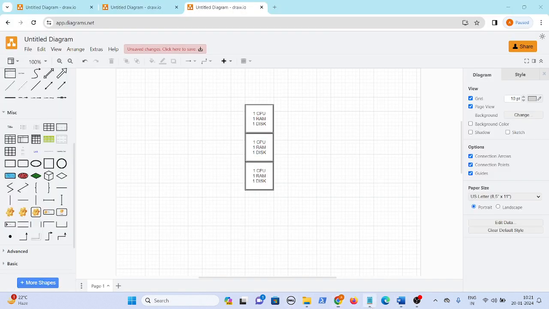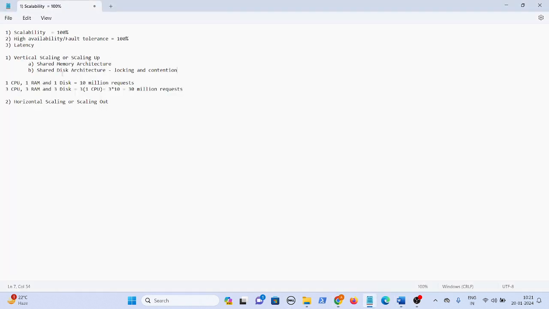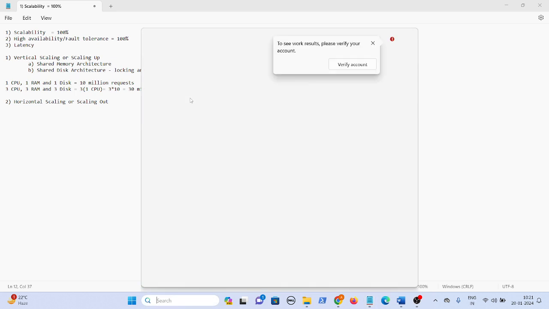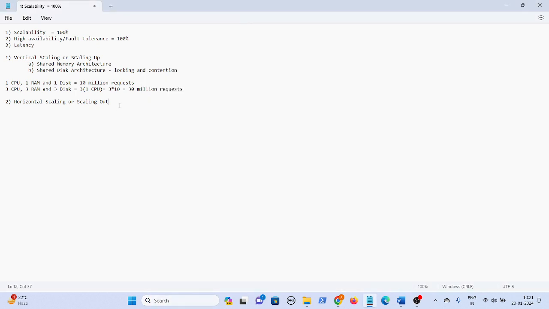Now, since we have seen the pros and cons of shared memory architecture and shared disk architecture, let's go with horizontal scaling, or scaling out. Horizontal scaling or scaling out works on shared nothing architecture.